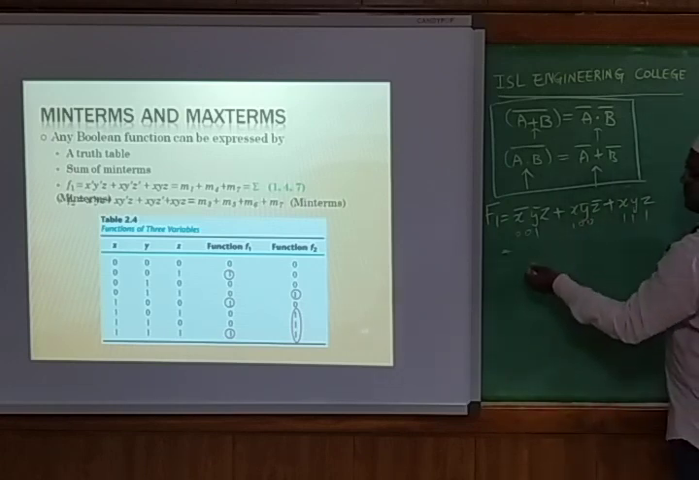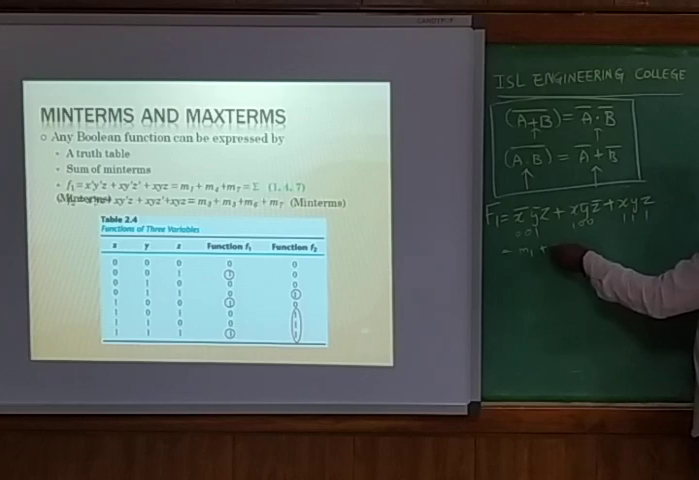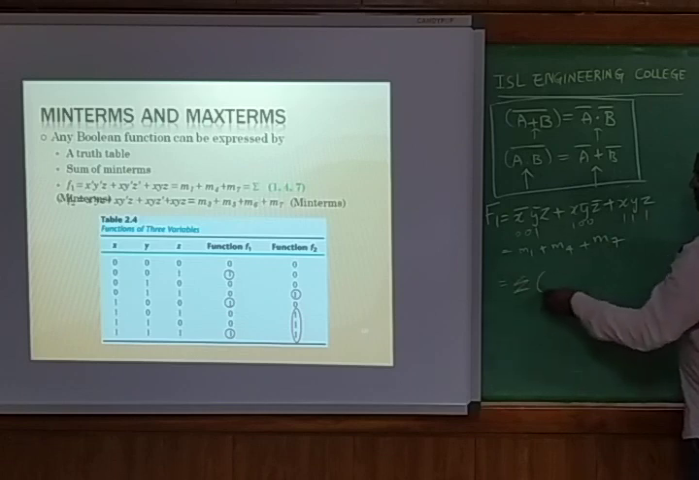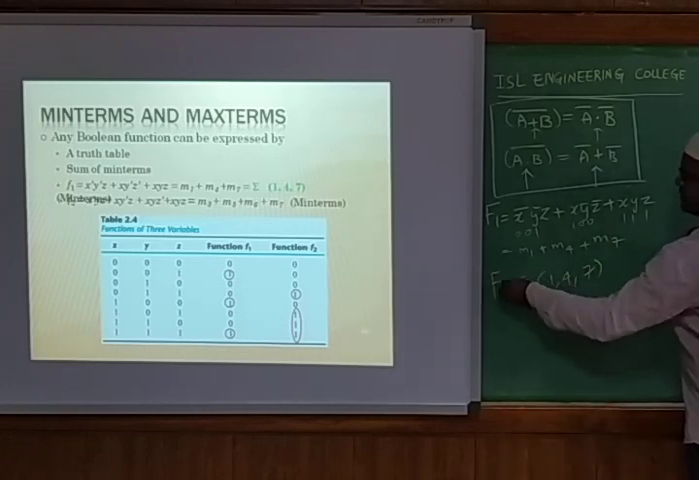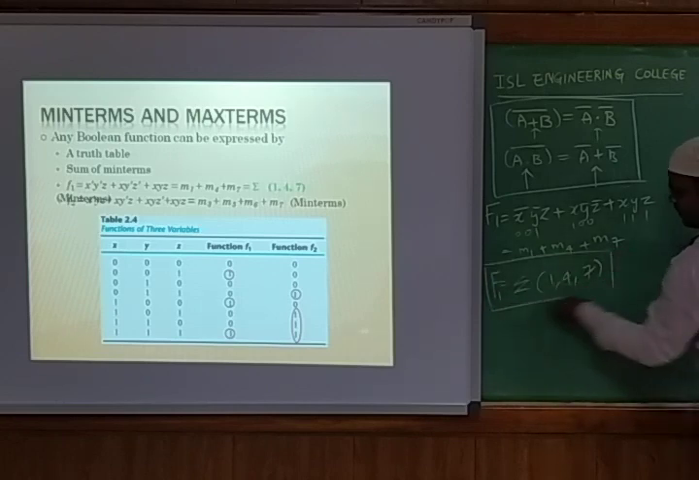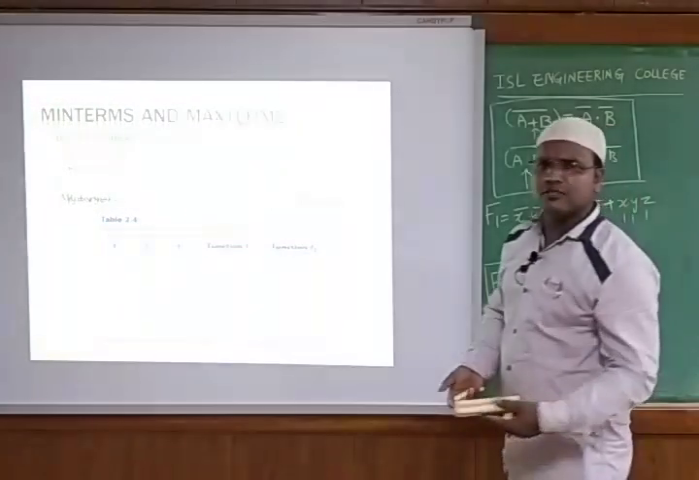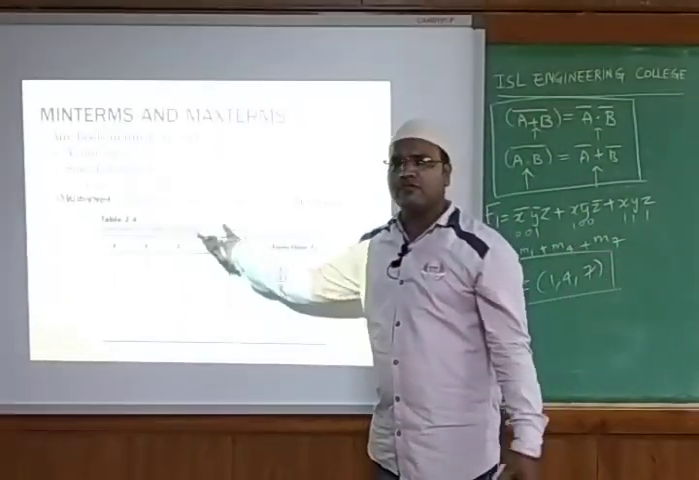So 0 0 1 means minterm M1. This is minterm M4. This is minterm M7. So I can write summation of 1, 4, 7. This is your Boolean function F1. So we have this F1 value, and we need to write its truth table. Then they can ask you the question, write the truth table of this given function.